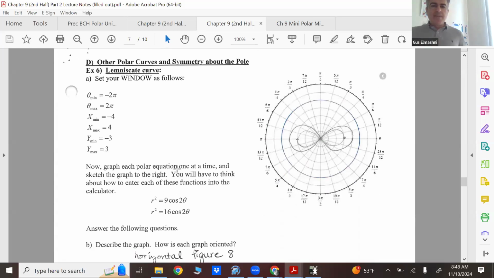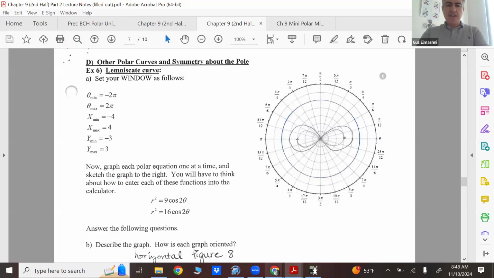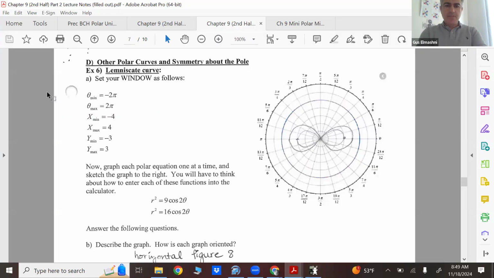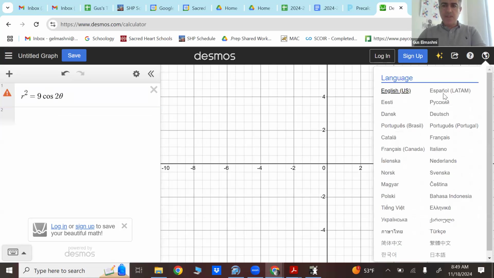Okay, next up, something called a lemniscate. It's kind of a funny name. So let's go ahead and get our graphing calculators. Let's graph this and just see if we can generate this graph. So I'm going to plot the first one. Actually, I'm gonna go to Desmos, because Desmos is better. So r raised to the second power equals 9 cos 2 theta.